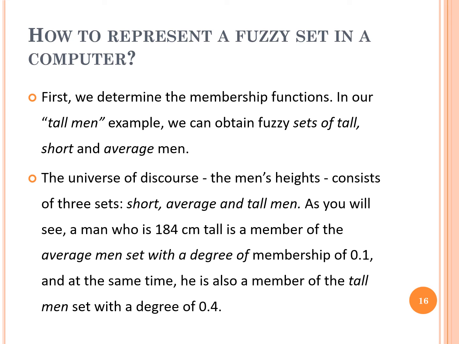If you look back, you will see that a man who is 184 centimeter tall is a member of the average man set with a degree of membership of 0.1. At the same time, he is also a member of the tall man set with a degree of membership of 0.4.